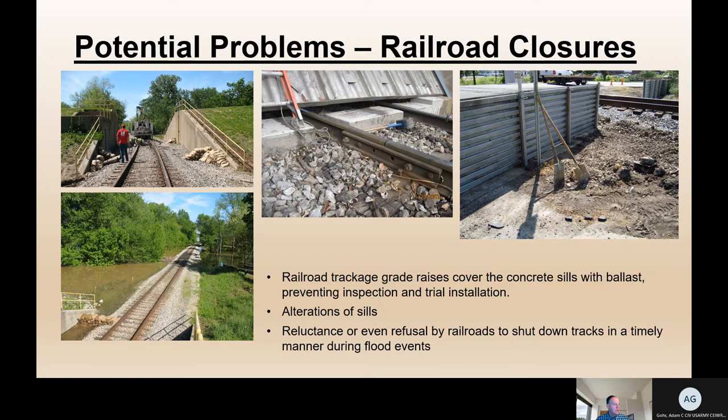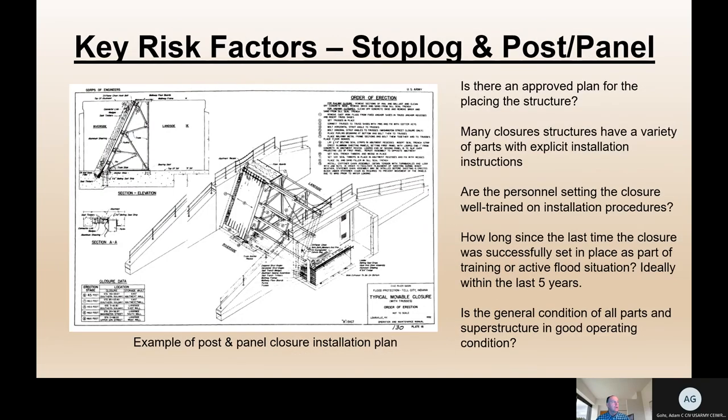Water actually moving through the closure opening when the railroad finally decided to come in and allow the government to put in the closure. So the key risk factors for stop logs and post and panels: is there an approved plan? Does this document that you're looking at here, this typical movable closure plan, match the components that are in the vaults? Are the personnel who work for the community trained in putting these installations in? Do they know how to read the drawings? Do they know where the parts are? Is there a good connection between an understanding of how to install the closure and the crews that are available?